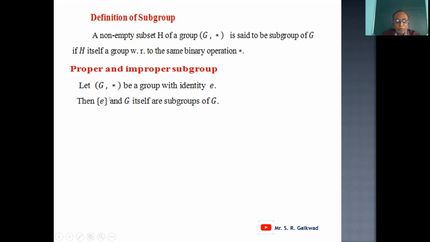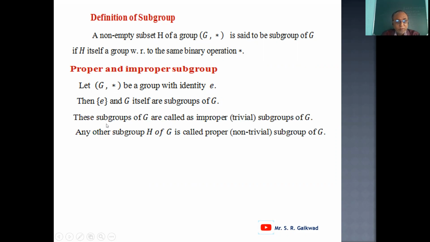Proper and improper subgroups. Let (G, star) be a group with identity element e. Then the singleton {e} and G itself are subgroups of G. That is, {e} is a subgroup of G, and G is also a subgroup of G. These subgroups of G are called improper or trivial subgroups of G. It means {e} and G are called improper or trivial subgroups of G. Any other subgroup H of a group G is called a proper or non-trivial subgroup of G.